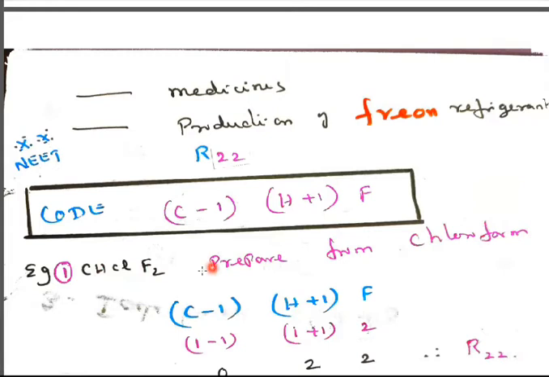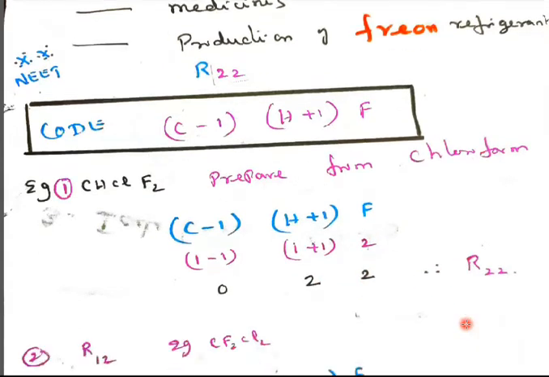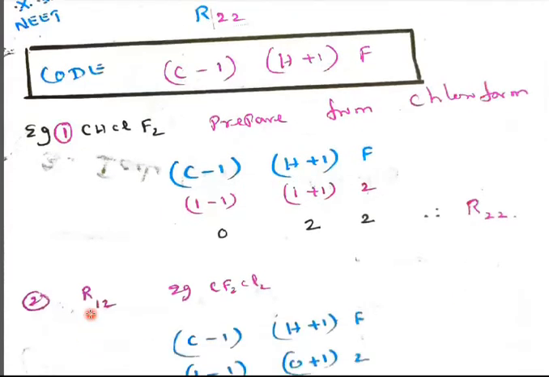So what is C? Carbon minus 1. How many carbons? Only 1, so 1 - 1. Then H+1. How many H? Only 1 H, so 1 + 1. Fluorine: how many fluorines? 2, just the number 2. So 1 - 1 is 0, 1 + 1 is 2, and 2 fluorines. So 0, 2, 2. That is called R22 freon.